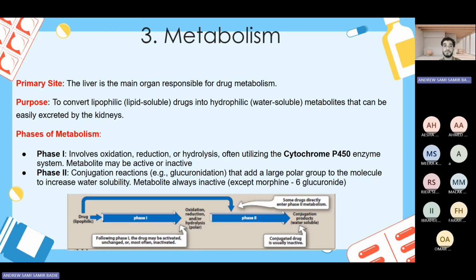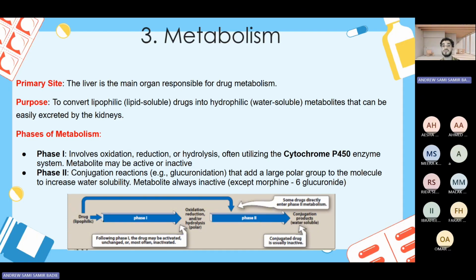And we have two phases of metabolism. Phase 1 usually involves oxidation, reduction or hydrolysis, and usually utilizes the cytochrome P450 system. So this is the first step, and the metabolite of phase 1 can be active or inactive. In phase 2, you have conjugation reactions, most famously glucuronidation. This is where we add a large polar group to the drug to increase its water solubility, and this is usually the final step of metabolism.